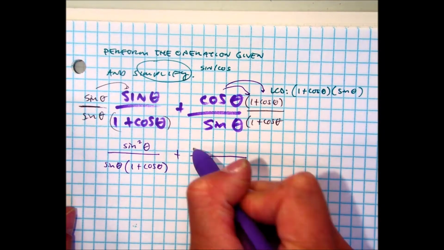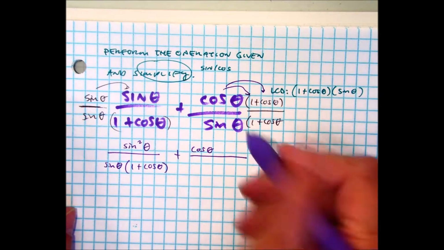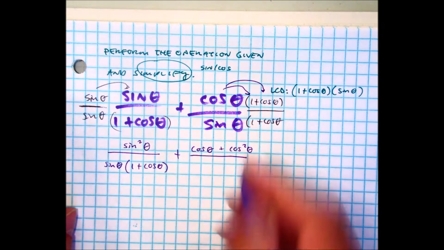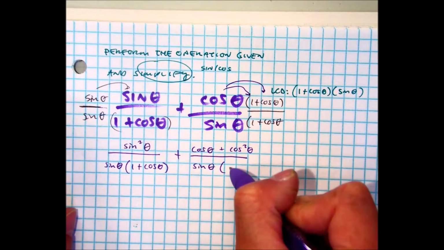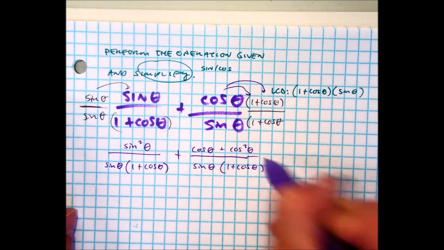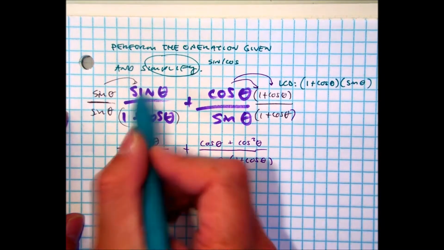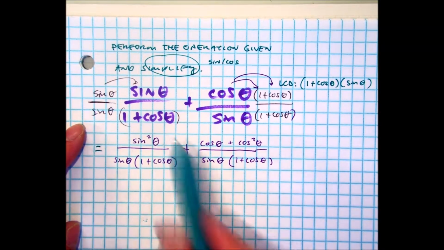Cosine theta plus cosine times cosine, cosine squared, divided by the denominator. Yeah, we're not going to distribute the denominator. You could, but it's not needed. Now the second line of expressions doesn't have an equation. I'm showing that these two expressions are equivalent.